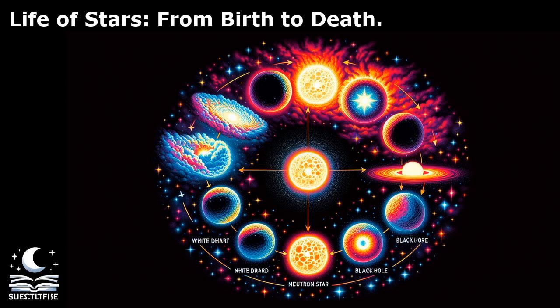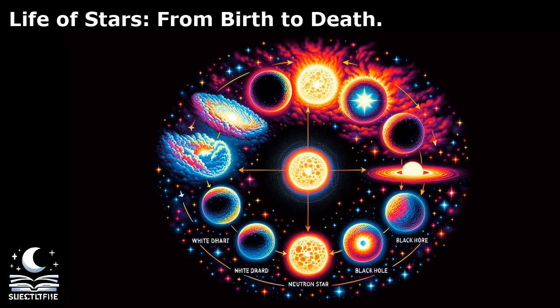As a star exhausts its hydrogen fuel, it enters the next phase of its evolution. Depending on its mass, a star can take different paths towards the end of its life. Low to medium mass stars, like our Sun, will expand into red giants as they run out of hydrogen fuel. The outer layers of the star will expand, engulfing inner planets like Mercury and Venus. Eventually, the core of the star will collapse, leading to the formation of a white dwarf.